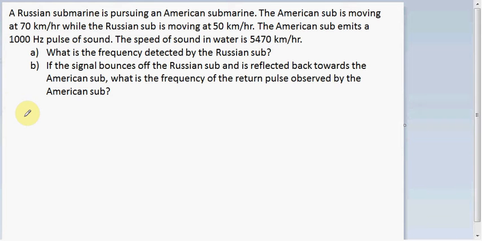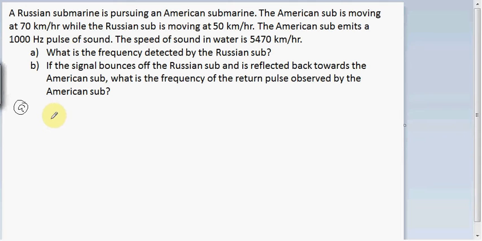The American submarine is moving at 70 kilometers per hour while the Russian sub is moving at 50 kilometers per hour. The American sub emits a 1,000 hertz pulse of sound, and the speed of sound in water is 5,470 kilometers per hour. And the first thing we want to know is what is the frequency detected by the Russian sub? Okay, so we'll start out with that.